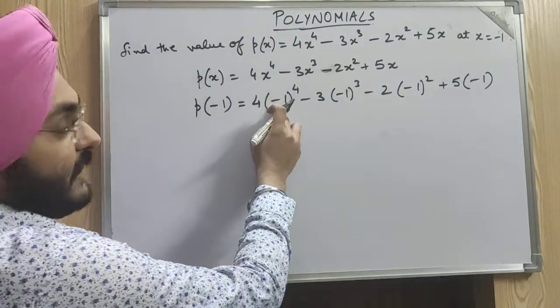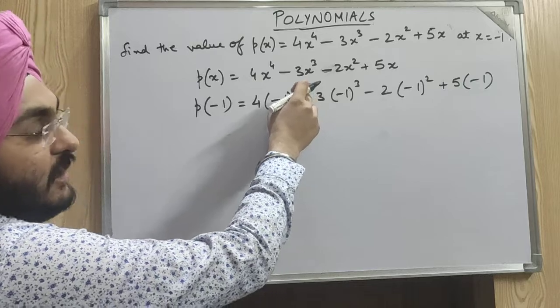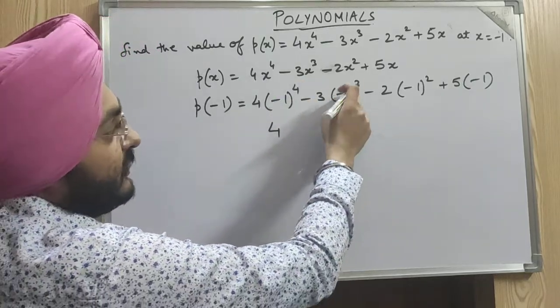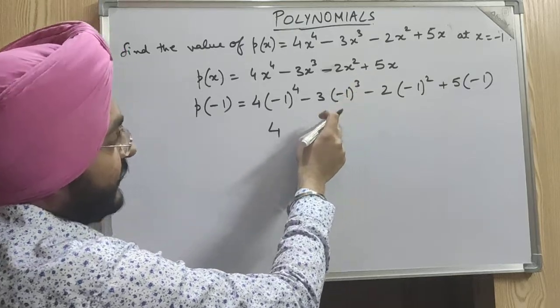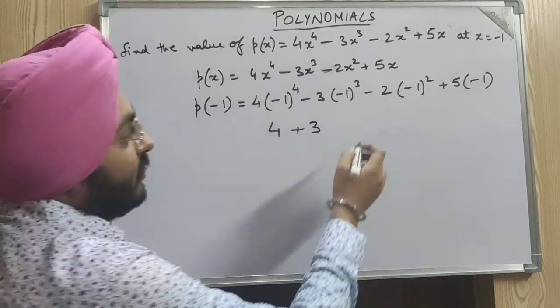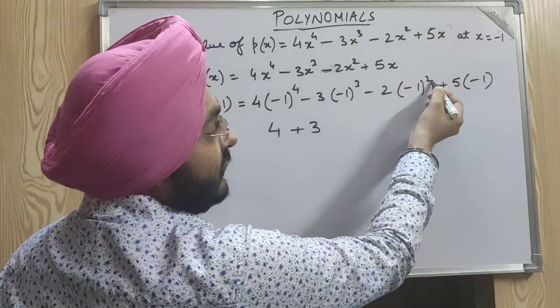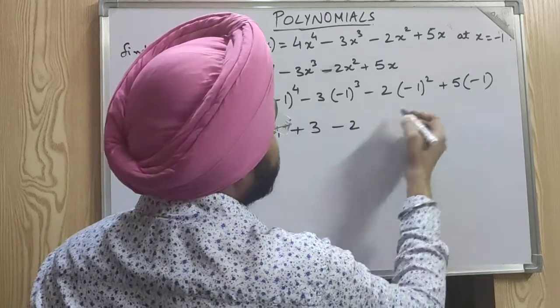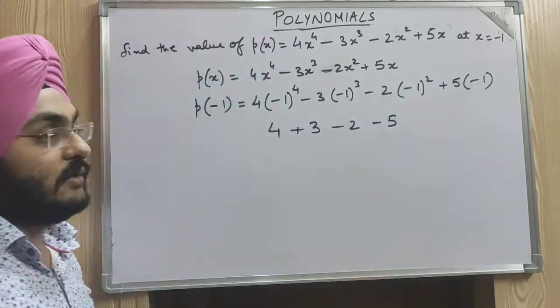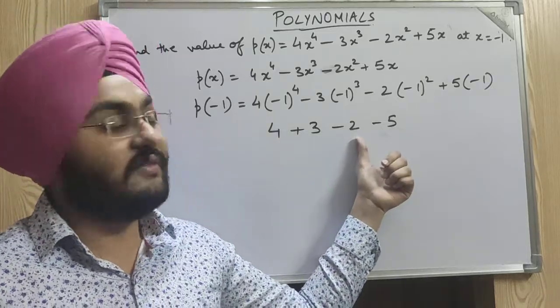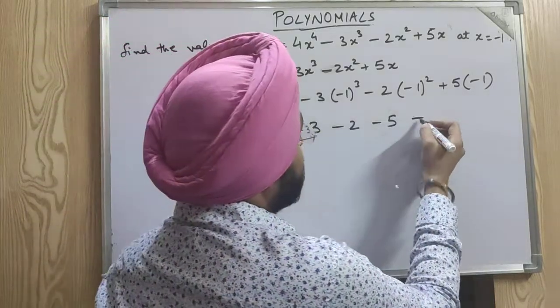Now negative, even power, the answer will be positive here. So I will be writing 4. Again negative, odd power, so negative. Negative into negative will be positive, so I will be getting 3. Negative, even, positive. Positive into negative will be negative only, and this positive into negative is negative. So now solving: 4 plus 3 will be 7, 7 minus 2 is 5, 5 minus 5 will be 0.